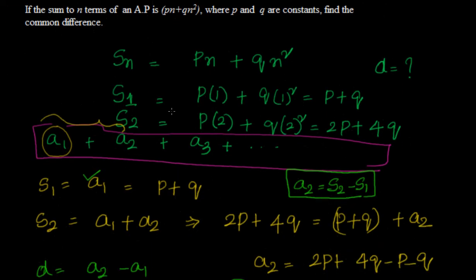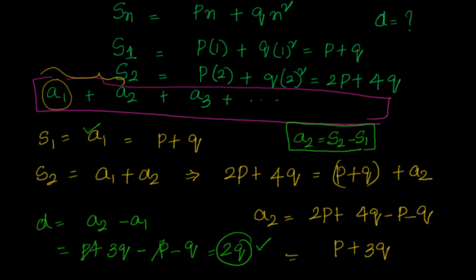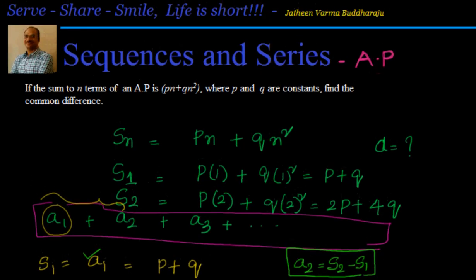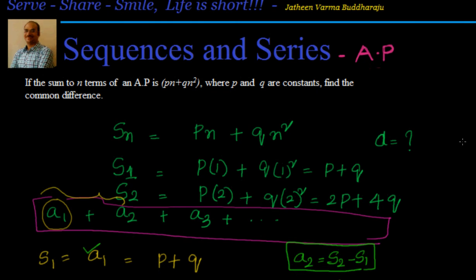What we have done? We have applied Sn, S1, S2 we have found. We know S1 is A1, S2 is A1 plus A2. Based on that we found what is A2. Now once we know A2, the common difference is nothing but A2 minus A1. So let's do one more problem.